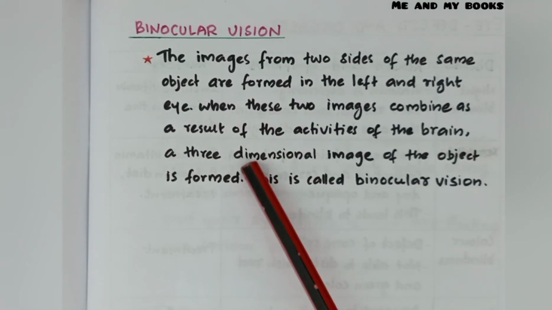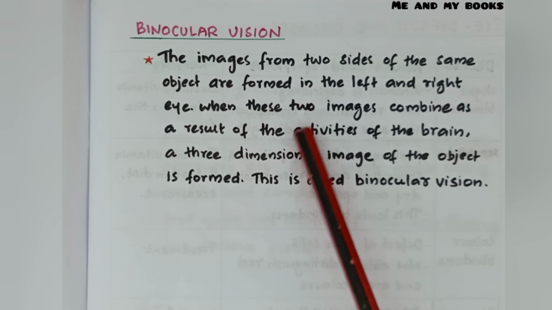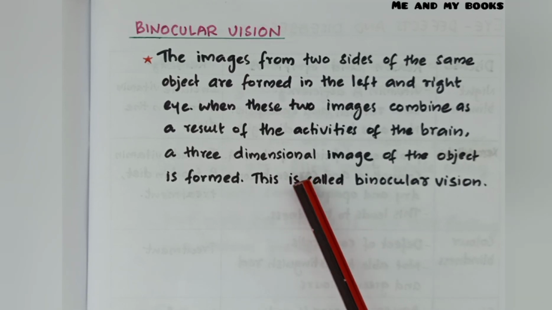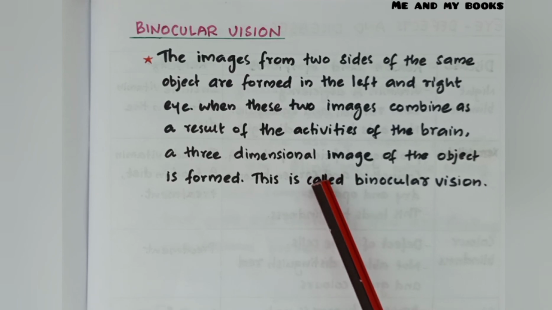Binocular vision. The images from two sides of the same object are formed in left and right eye. When these two images combine as a result of the activities of the brain, a three-dimensional image of the object is formed. This is called binocular vision. In human beings, we can see binocular vision.